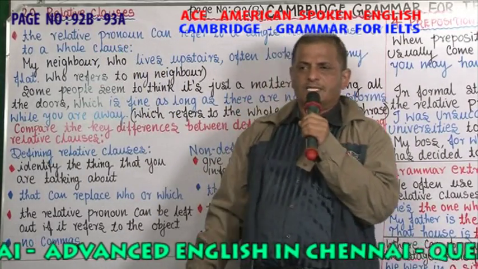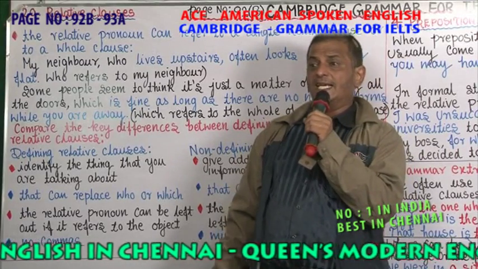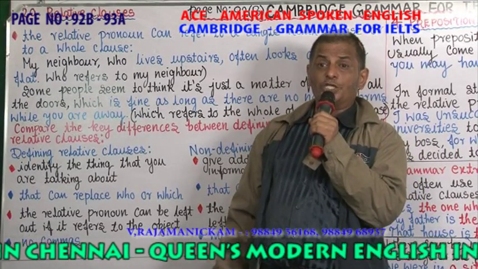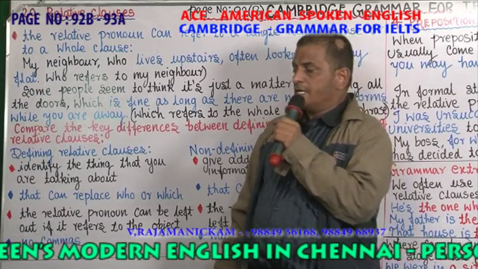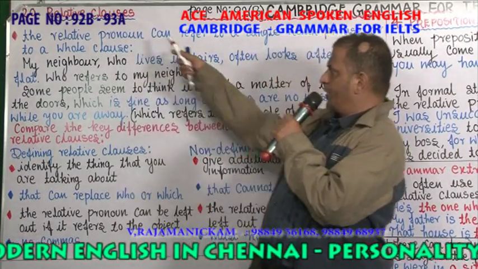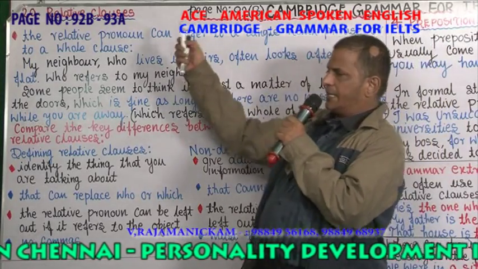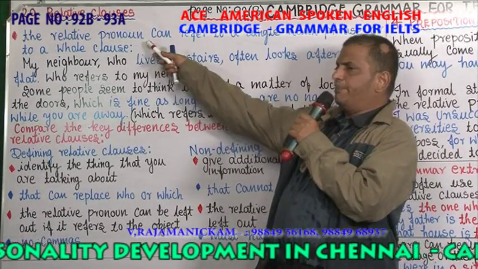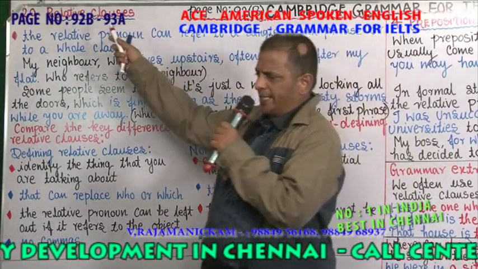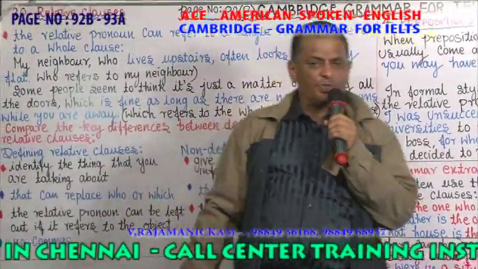So, relative clauses. Clauses are sentences. Relative means something which is connected to the earlier noun. You want to describe something in the earlier sentence. See here, the relative pronoun can refer to a single noun phrase or to a whole clause. What do you mean by that? What are the relative pronouns? Anybody? Who, when, which, what, where, that.